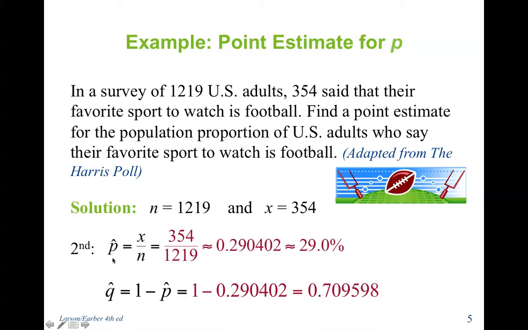Our first step is to find p hat, which is x divided by n, which in our case is the number of successes, 354, divided by 1,219, and that gives us 29%. In order to find q hat, we just do 1 minus p hat, which is 1 minus 0.290402, which gives us about 71%.